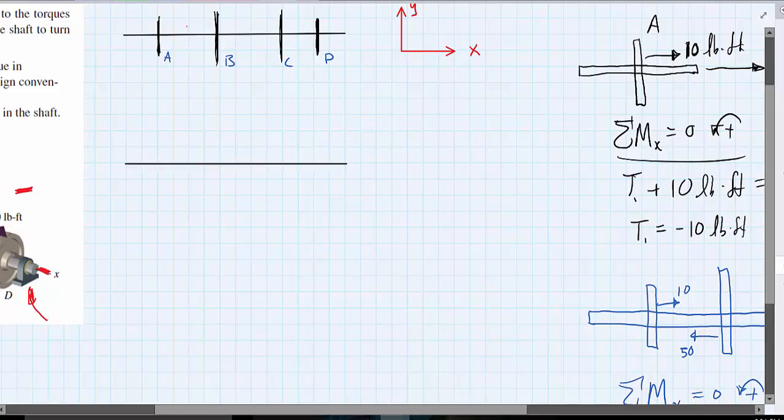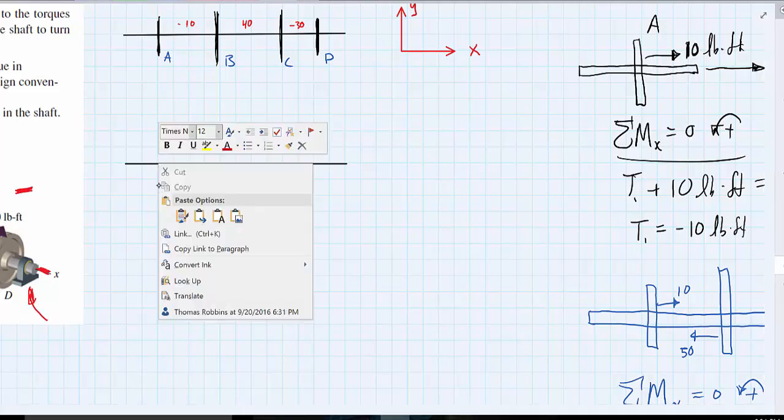And we found that the torque in member 1 is negative 10 foot-pounds, and the torque between B and C, so member 2, is going to be 40 foot-pounds, and then the torque between C and D is negative 30, right?